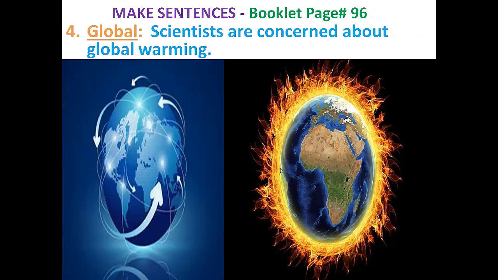Global. The meaning of global is something that has to do with the whole world, something that is international, that is connecting different countries of the whole world. So global, we can make a sentence like this: Scientists are concerned about global warming.